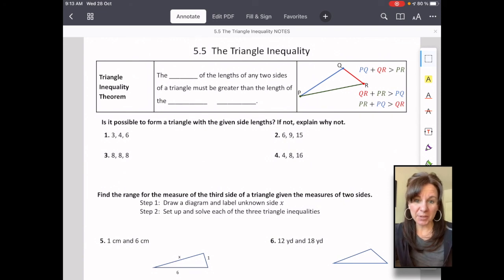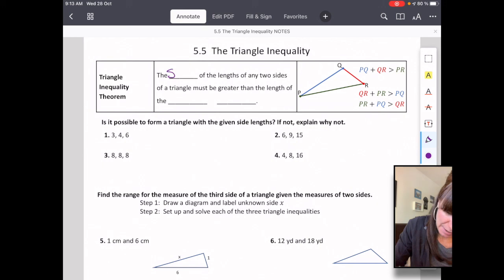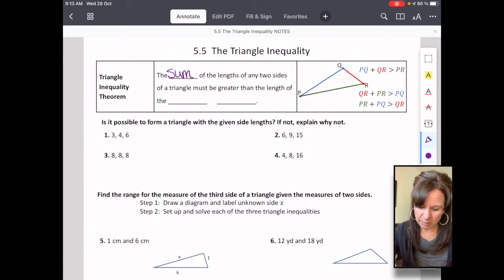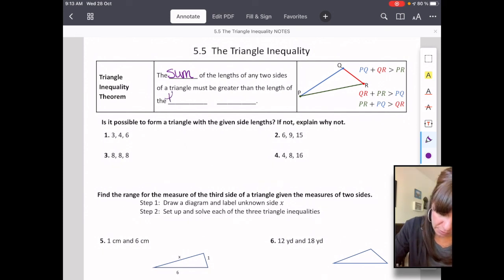Welcome back. We're still learning about triangles, and today we're talking about something we call the triangle inequality theorem, which sounds really fancy, but it's actually quite simple, and even better, it makes sense. What it says is the sum of the lengths of any two sides of a triangle must be greater than the length of the third side. Let me show you what that means.